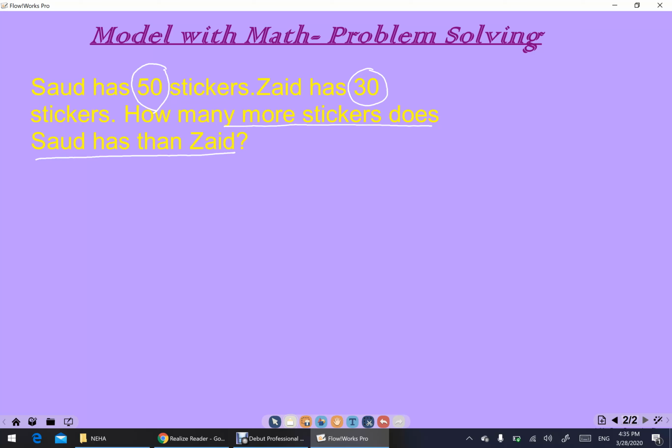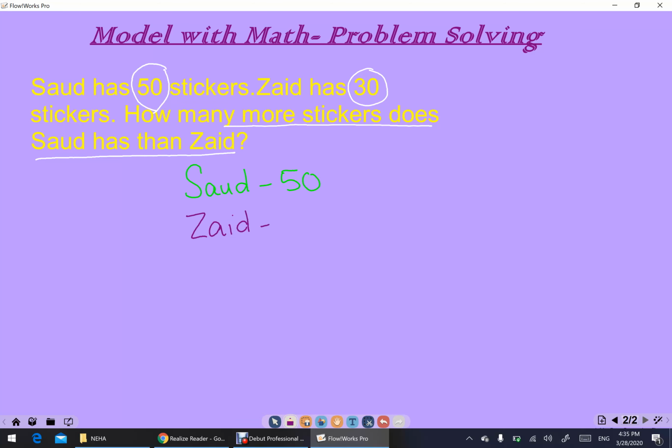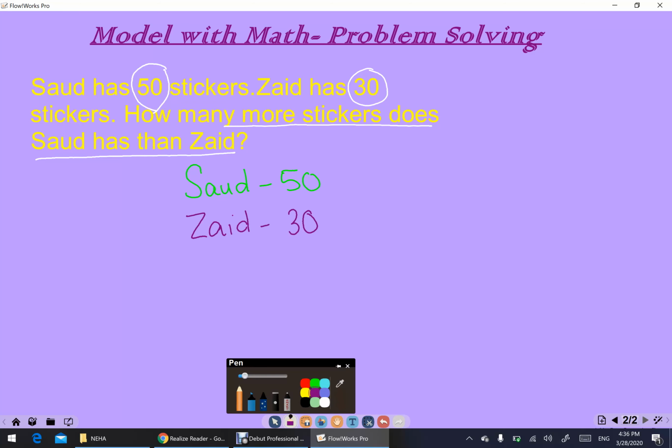So first, I will draw a picture for my problem, and then I will get an equation, and then I will solve it. Okay? So here you can see Saud has 50 stickers. So how about, let's take green for Saud. Okay? So Saud has 50 stickers. And for Zaid, let's take this one. Okay, Zaid has 30 stickers. So how many more does he have? So what we can do here is, I will draw for Saud first 50 stickers.